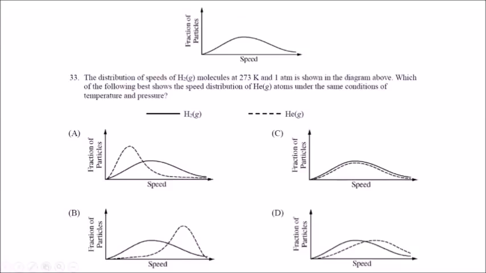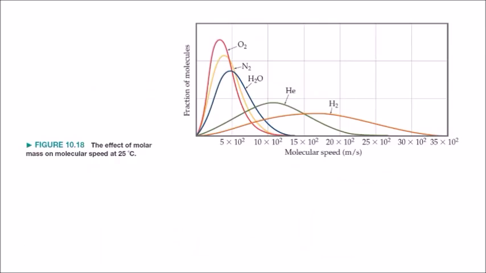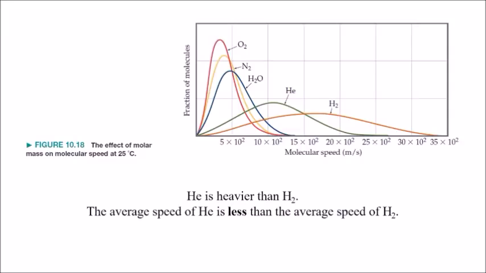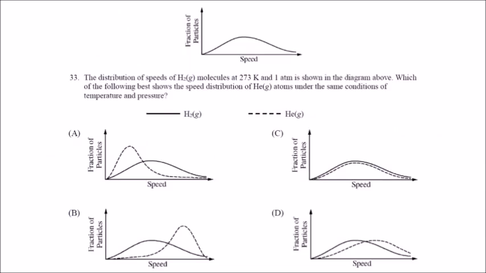Number 33 is talking about the relationship between hydrogen and helium. Now, they have different masses. So what is the relationship between the molar mass of a compound and its average speed? Well, the effect of molar mass on molecular speed is that heavier particles tend to have a smaller speed, so they're slower. Lighter particles have a higher speed, they're faster. Since helium is heavier than hydrogen, the average speed of helium should be less than that of hydrogen. So the correct answer that shows this is choice A.